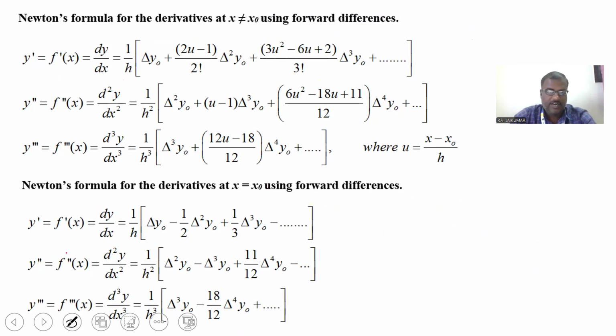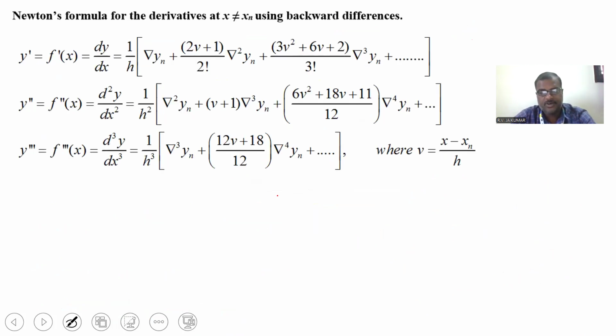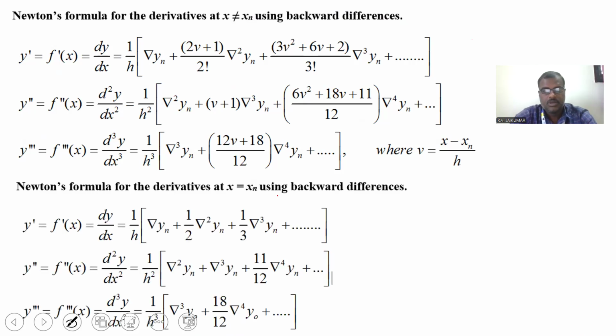So I have two forward difference formulas: one for x = x naught, and one for when x does not equal x naught. At x equal to x naught and at x not equal to x naught, we have two different types of formula based on your data for the question. Similarly, we have the backward difference formulas, for x = xn and x not equal to xn.